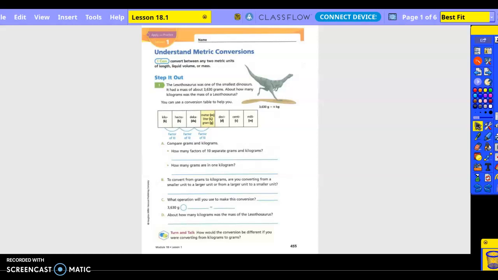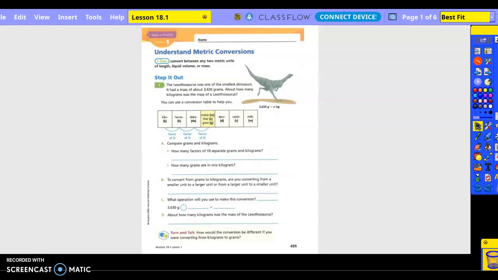Into math lesson 18.1. Understand metric conversions. I can convert between any two metric units of liquid volume or mass. So like I told you the other day, basically in metric units, they measure them in units of 10. So we have learned how to divide by 10 or multiply by 10. All right, and then we loop either way.